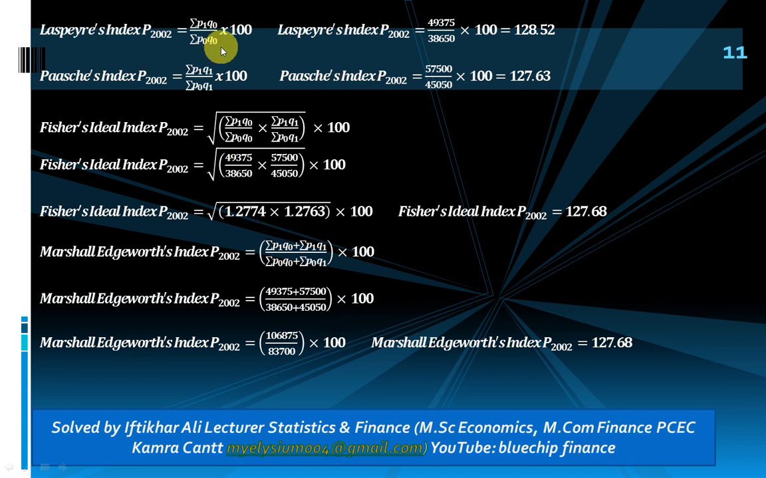You need to remember these two formulas, I think, because Fisher ideal index is just the product of these two and taking the square root, and Marshall is just the sum of these two, division and multiply by 100. So Marshall-Edgeworth index is 127.68.